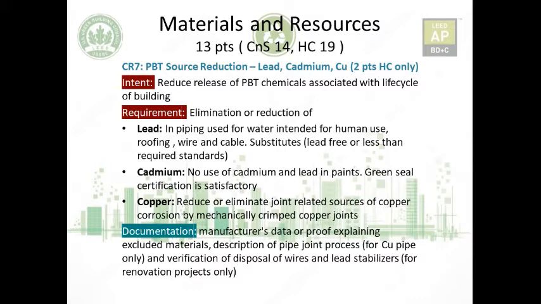So you have to reduce or eliminate completely the joint related sources of copper. What can you do? By replacing the joints with mechanically crimped copper joints. So the documentation is manufacturer's data or proof explaining excluded materials, and a description of the pipe joint process in case of copper, and verification of disposal of wires, which we saw in the lead part, or lead free or less than required standards, and lead stabilizer.